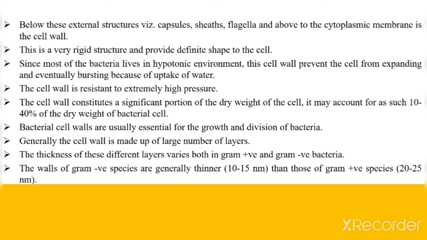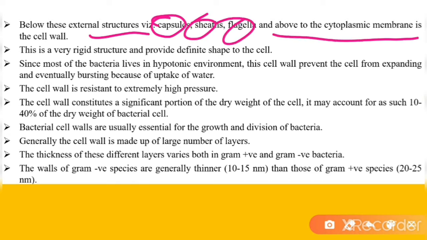First, we are going to understand the introduction. Below the external structures, capsules, sheaths, and flagella, and above the cytoplasmic membrane is the cell wall. This is a very rigid structure and provides a definite shape to the cell. The cell wall is present above the cell membrane and different body parts are external to this structure.